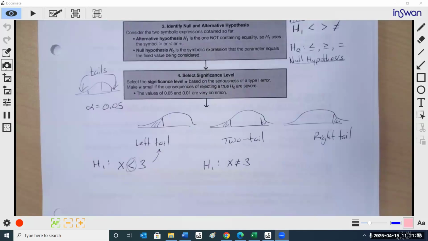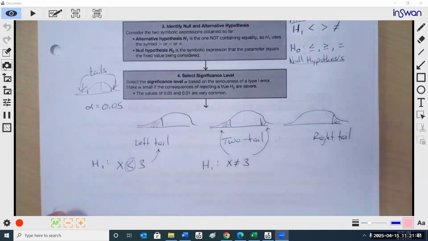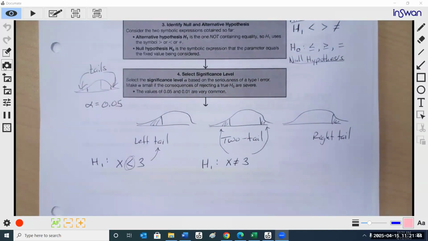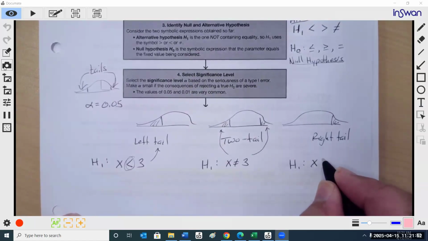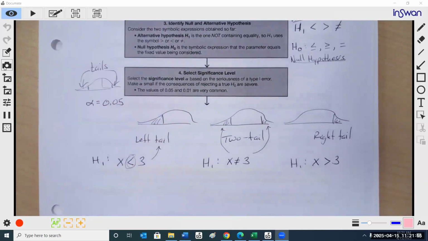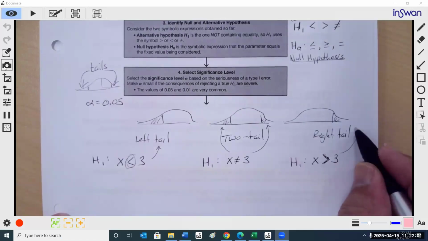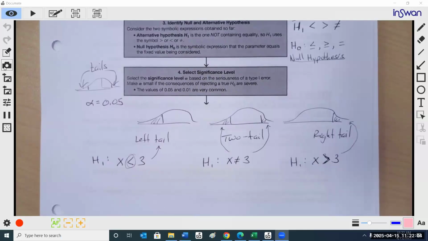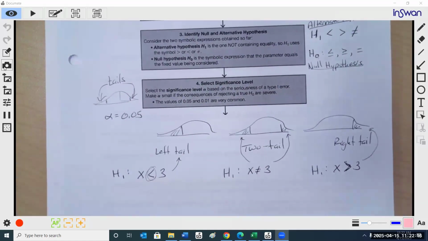If it's not equal to 3, that means it could be below 3 or it could be above 3. So it's a two-tail test. And then the last one would be X is greater than 3. Because it's pointing to the right, this is a right tail test. So that's why it's important.